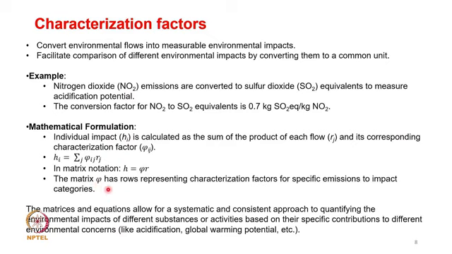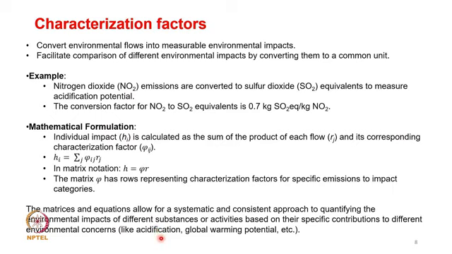The matrix psi has rows representing the characterization factors of specific emissions to the impact category. So this is how we capture this. We will see an example later. The summary here is that matrices and equations typically allow a systematic and consistent approach for quantifying the environmental impact. So why are these environmental impacts there? This is due to the activities, based on their specific contribution to different environmental concerns.